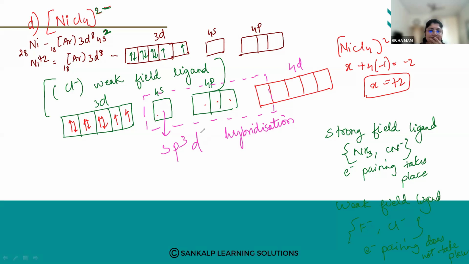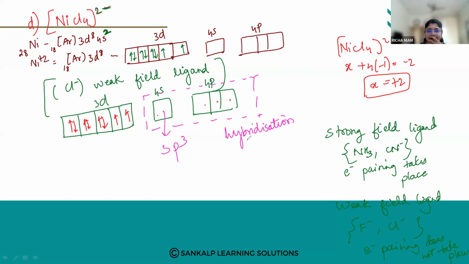1, 2, 3, 4, 5, 6, 7, 8. No, 1, 2, 3, 4. No, 4 is required. So we are not making use of the correct one. Not required. So 1, 2, 3, 4. So here it is required. So only sp3.